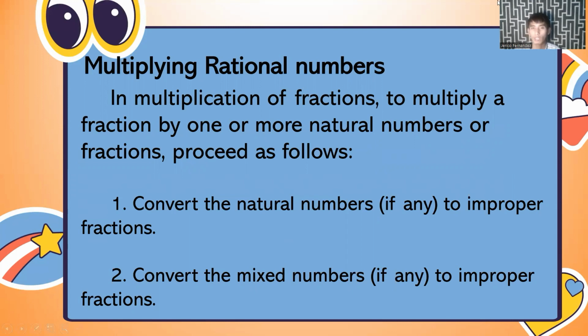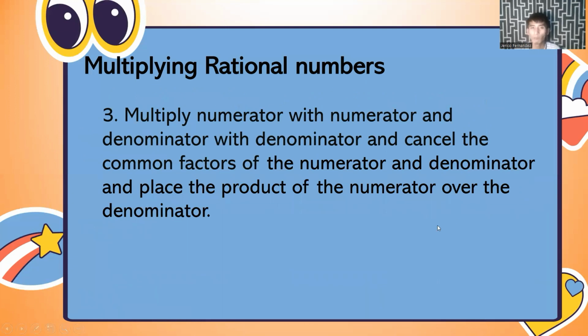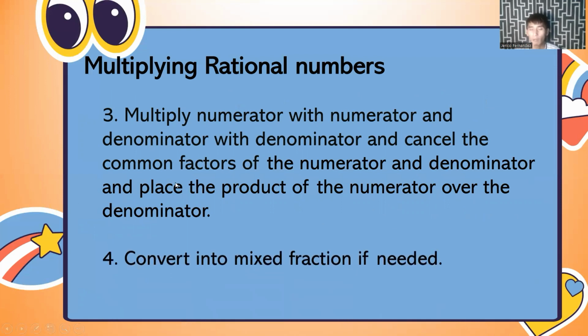Pero kapag fractions, katulad nito, magmumultiply tayo, kailangan nating i-consider yon. So, kapag natural number, i-turn natin into improper fraction. Kapag mixed number naman, i-turn din natin to improper fraction. So, we will now multiply the numerator by the numerator, denominator by the denominator. And then, kapag may common factor, pwedeng i-cancel. So, kapag ang sagot ay improper, we will convert it naman sa mixed fraction.